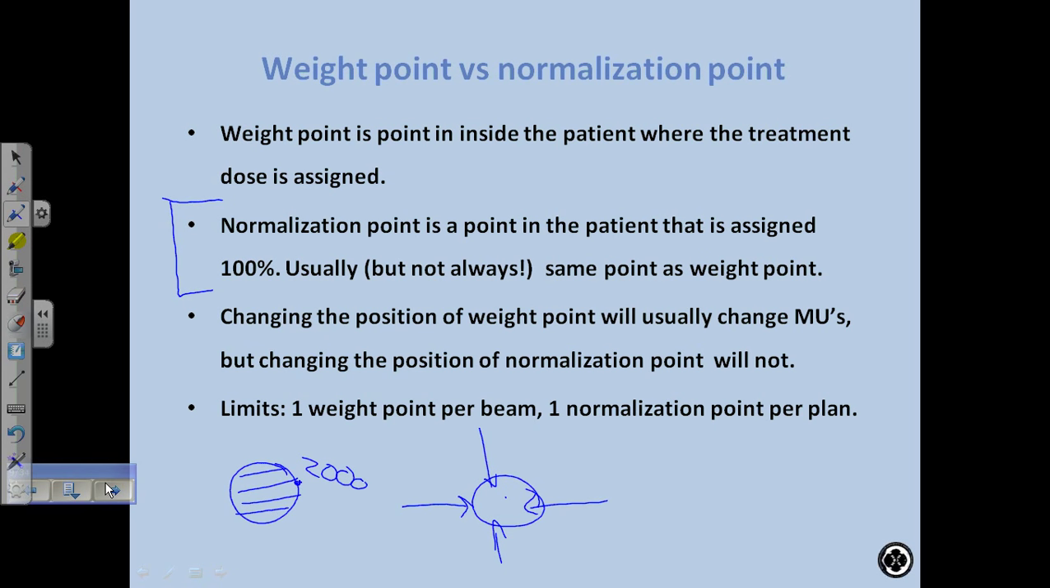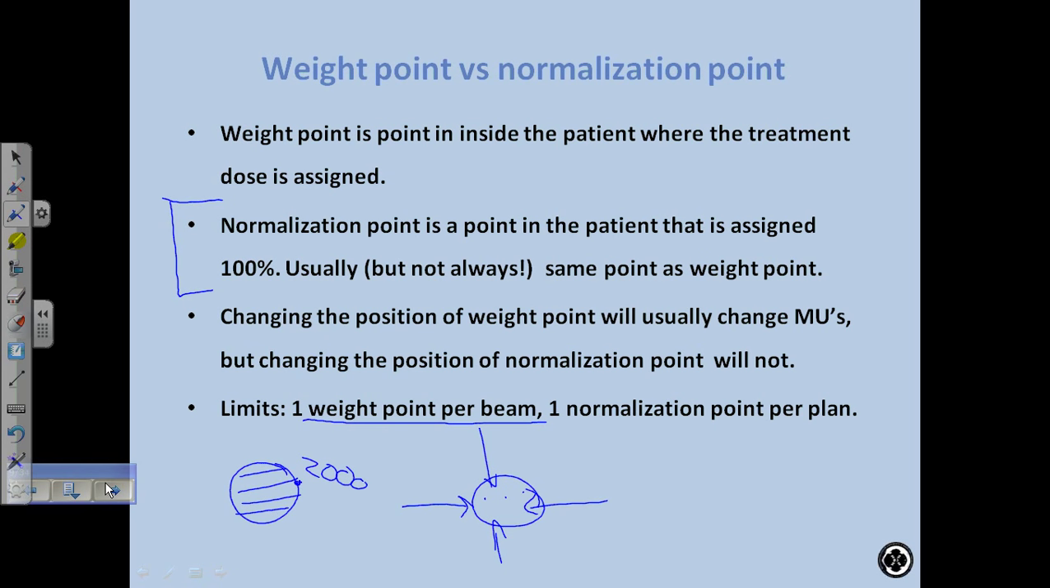Okay, limits: one waypoint per beam, one normalization point per plan. So what does this mean? Does it make sense when I say one waypoint per beam? If you have four fields, you can actually assign a waypoint to each field. You can say for this field, I want 500 centigray to this point, and from this field, I want 600 centigray to that point. Some planning systems let you assign a different waypoint to each beam. But Eclipse doesn't let you do that. Eclipse has one waypoint.